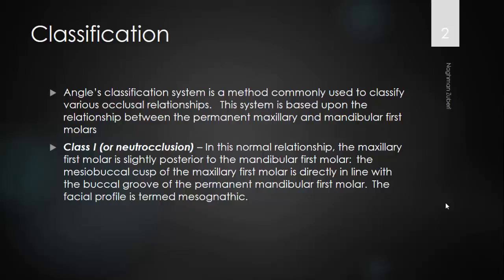Class 1 molar relationship means the maxillary first molar is slightly posterior to the mandibular first molar, the mesiobuccal cusp of the maxillary first molar is directly in line with the buccal groove of the permanent mandibular first molar, and the facial profile is termed mesognathic.